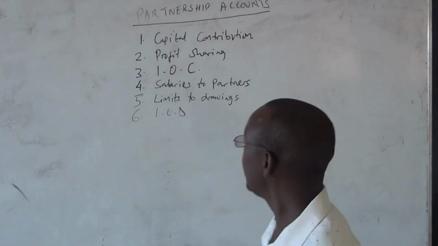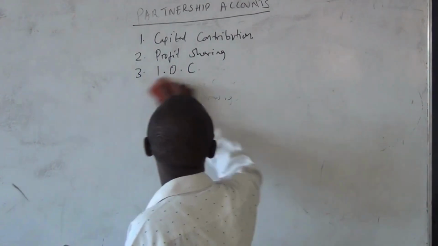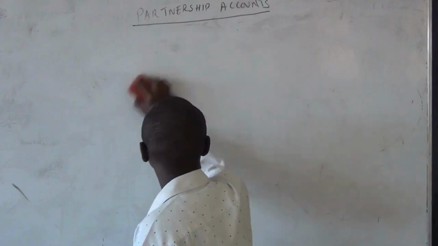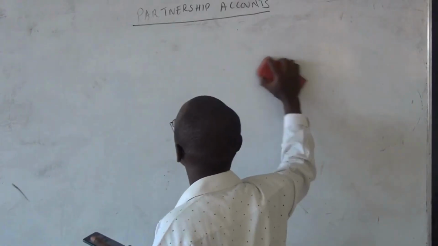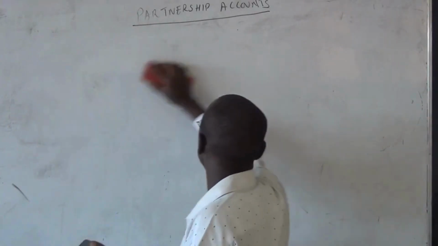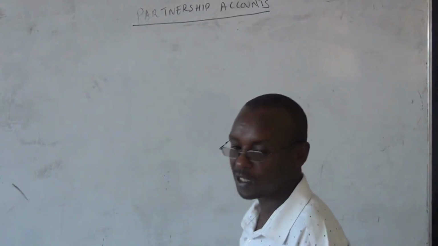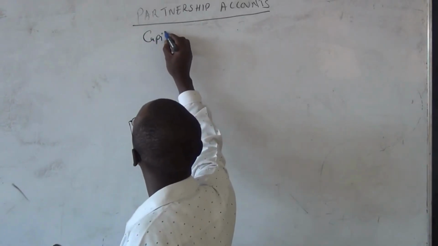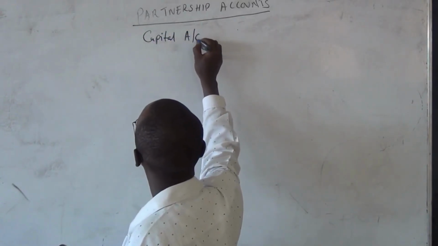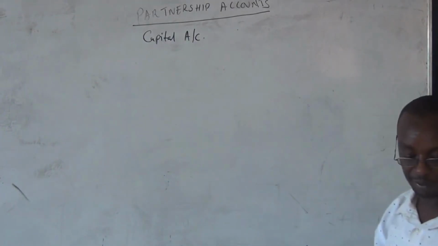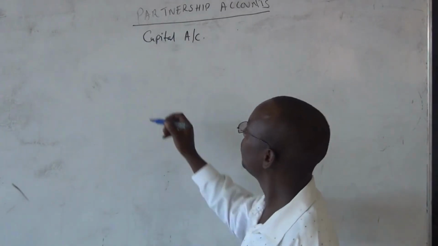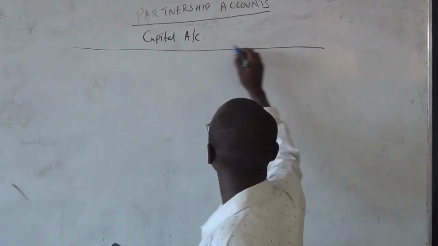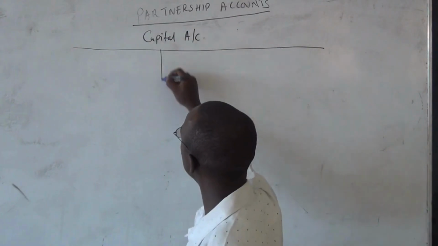Now, in the partnership accounts, we have some items that we never saw in the sole trader's accounts. We have the capital account. The capital account of a partnership, unlike the capital account of the sole trader, who is one person, looks like this.